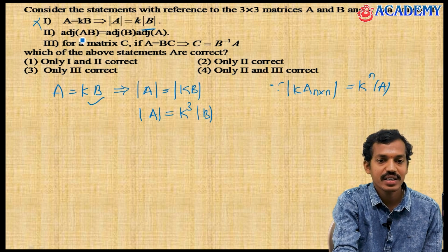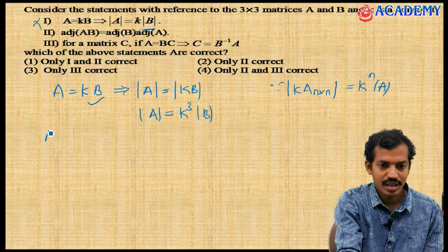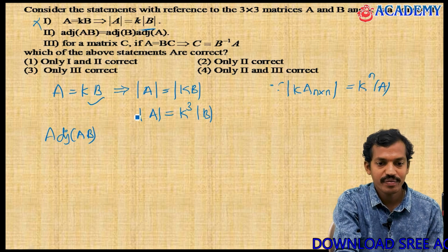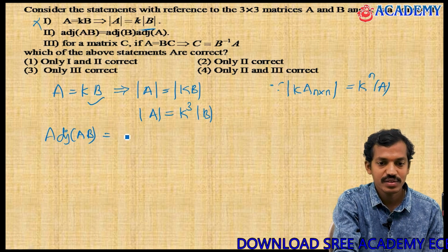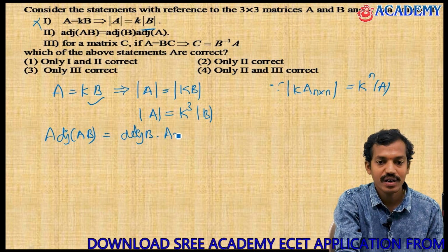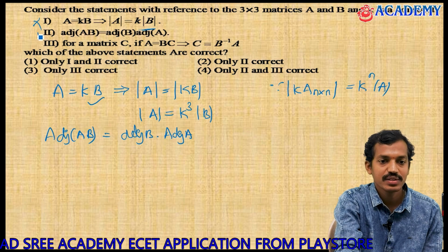If you take the adjoint of AB, this is the direct formula: adjoint of AB is always going to be adjoint of B into adjoint of A only. Given that, that statement is going to be right.